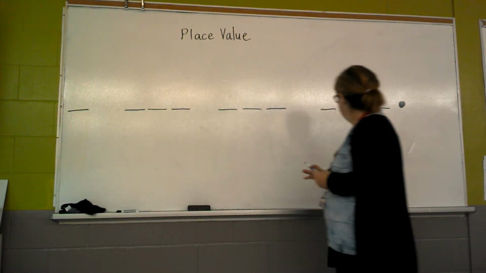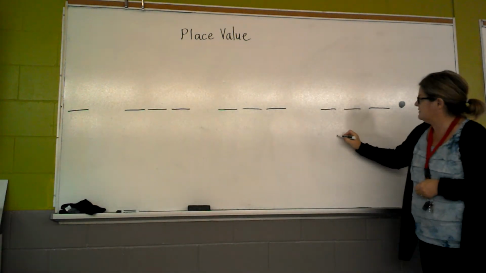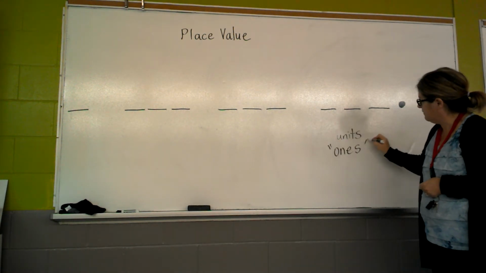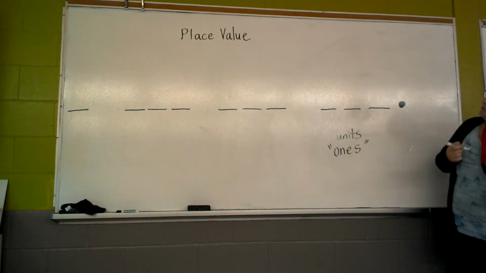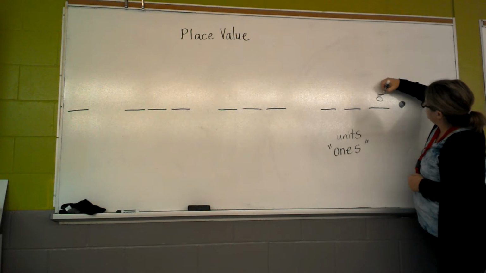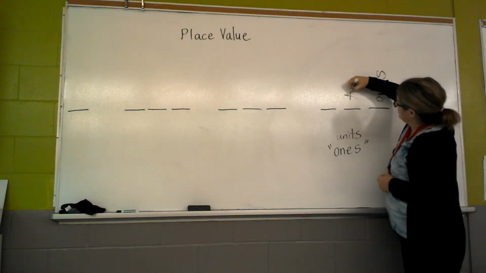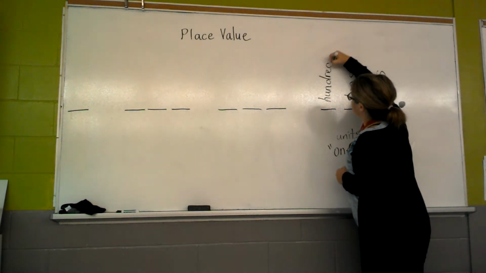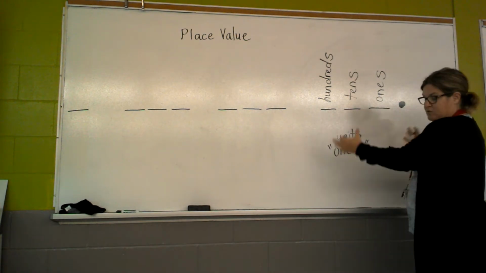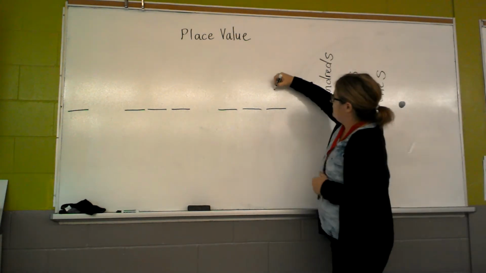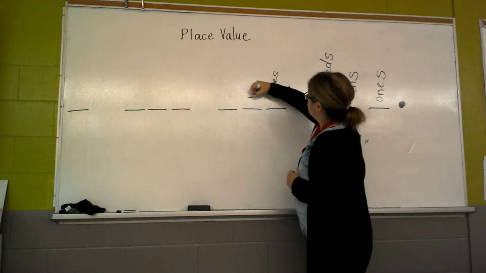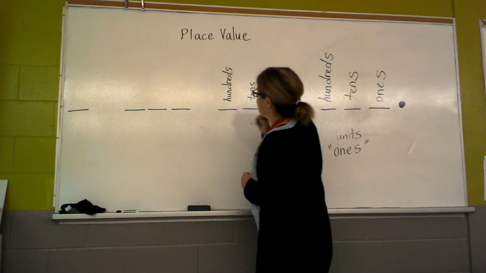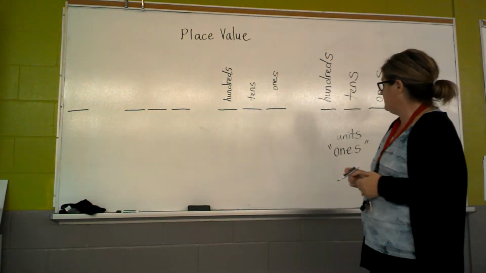The first group that we're looking at is the units or ones group. And students learn very early on that the first column is the ones, the second is the tens, and the third is the hundreds. This group repeats itself over and over. However, what the group represents changes as we increase to the left.